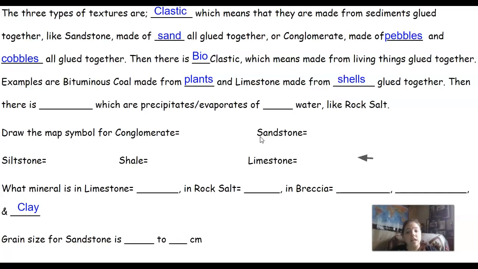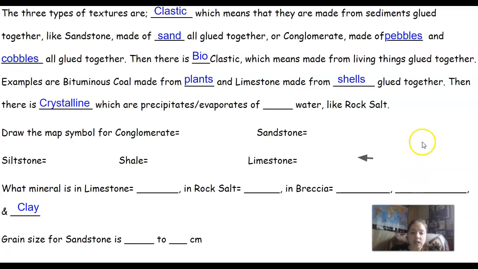Limestone, from the shells that I just talked about. The shells pile on top of each other and they're glued together. That's bioclastic. So clastic means sediments glued together, like sandstone. And then bioclastic means they're glued together, but they were living at one point.